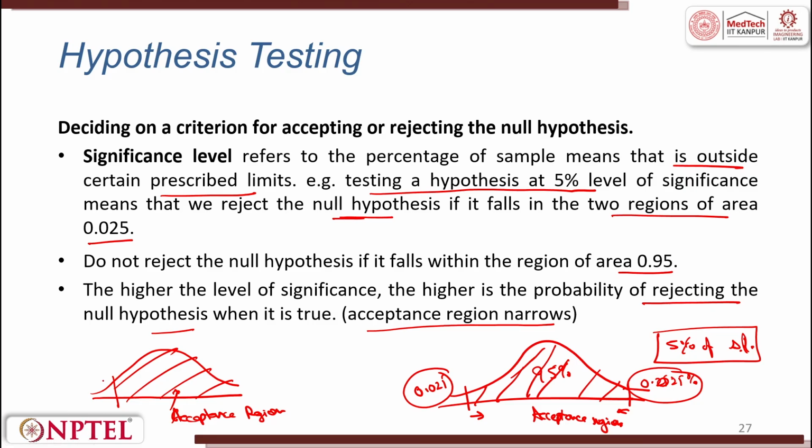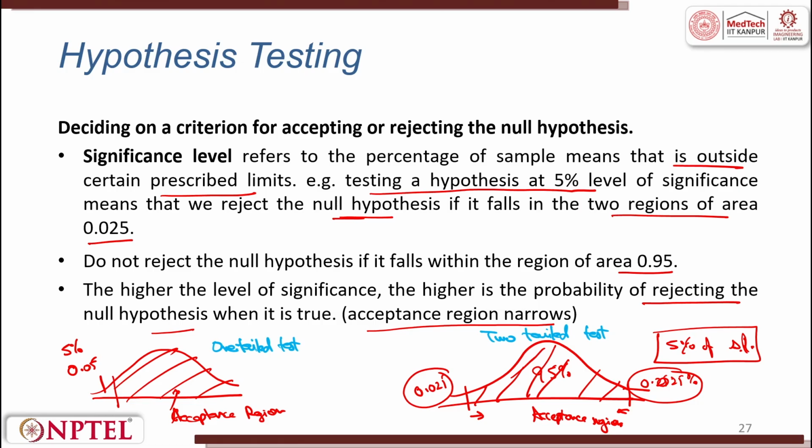region. And this would have been 0.05, that is 5% on one side itself. So, this first one is a one-tailed test, this is a two-tailed test.